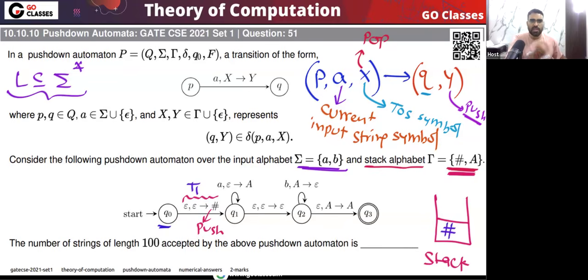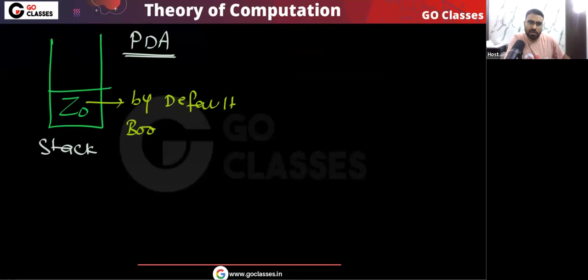Now let me tell you one thing. I told you that in the pushdown automata, there is a bottom of the stack symbol by default, yes or no? In the pushdown automata, in the stack there is, by default, a bottom of the stack symbol, correct? Bottom of stack symbol.